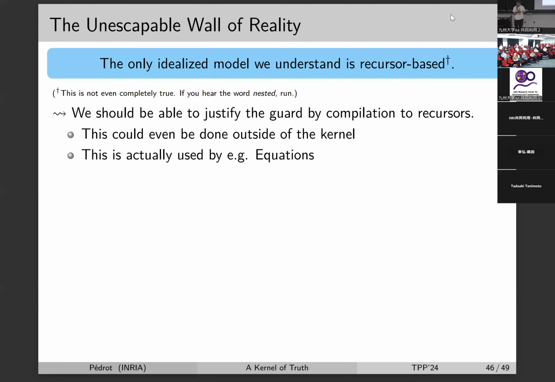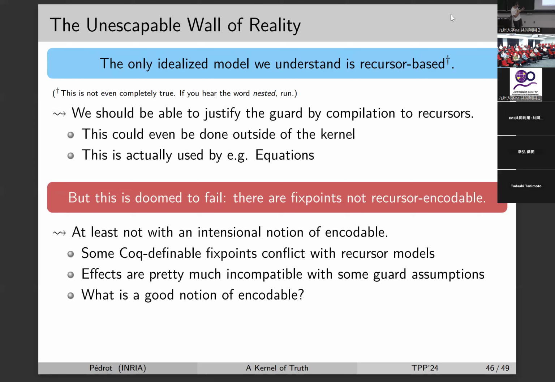And in an ideal world, you could say this is just elaboration. The kernel only understands recursors, and then the guard is some kind of very simple thing. This is what the equation compiler does. The Lean people are kind of doing that. But as we said, there are fixed points that are not exactly recursors. So depending on what you mean by encodable, you might not be able to encode them in the way you expect. In particular, an intensional notion of encodable.